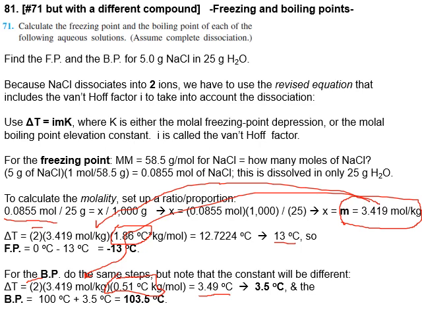And then remember, that's just the delta T, but they're asking for the freezing point and the boiling point. So for the freezing point, you have to remember to subtract that from 0. So 0 minus 13 would be minus 13 degrees centigrade, and for the boiling point, you add it to 100. So it would be 103.5 degrees centigrade.